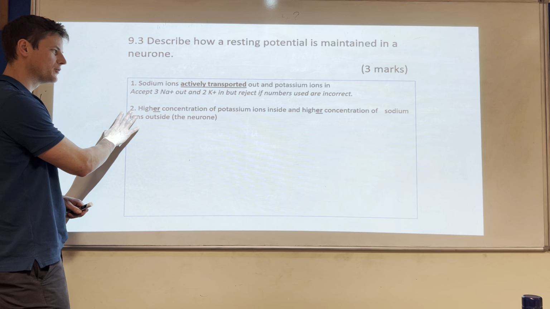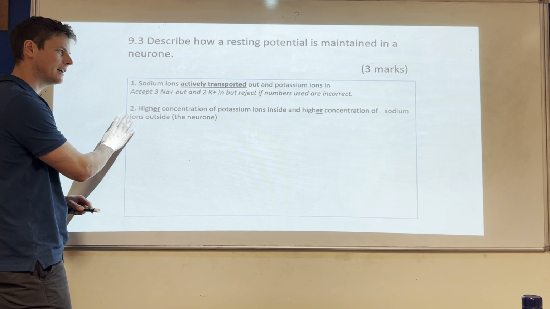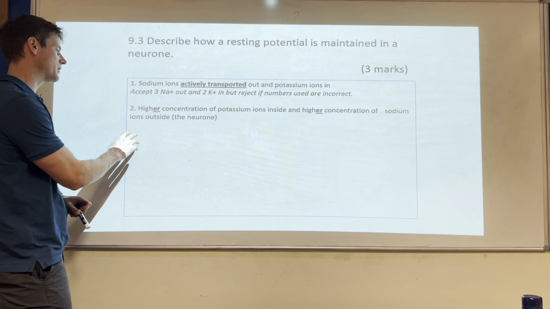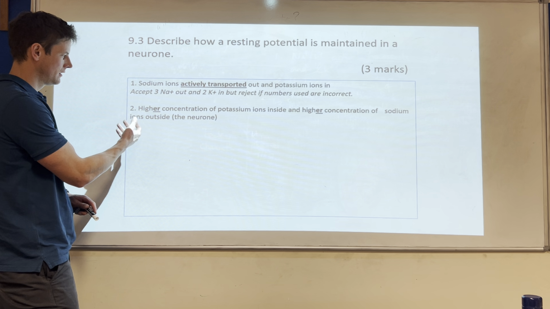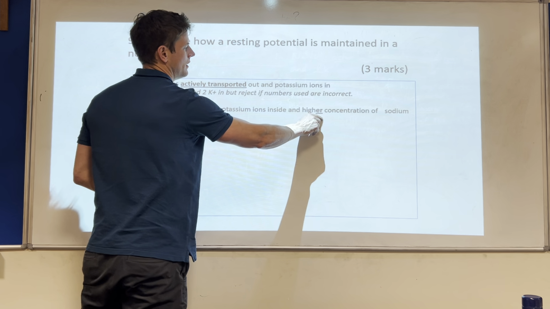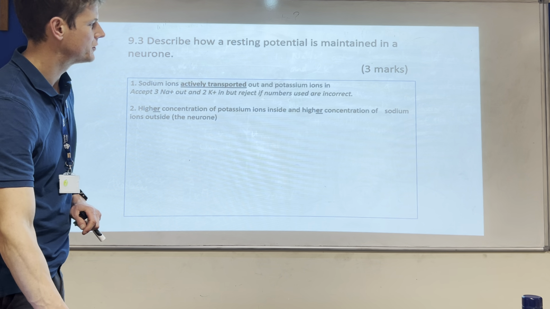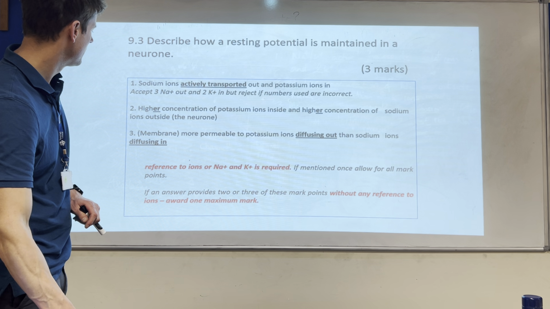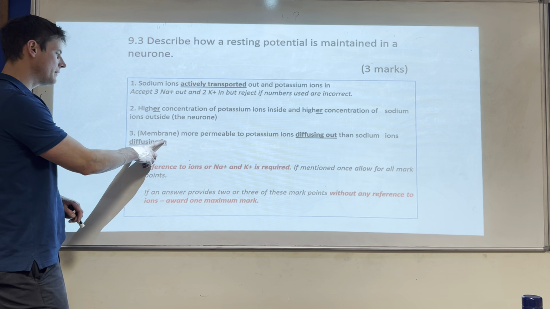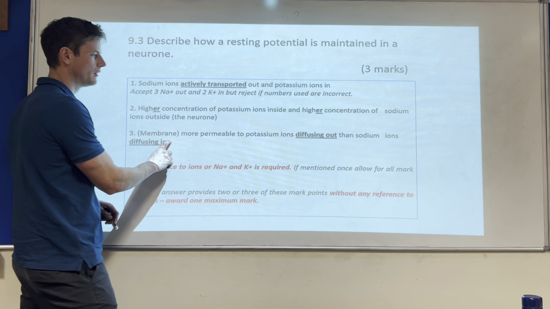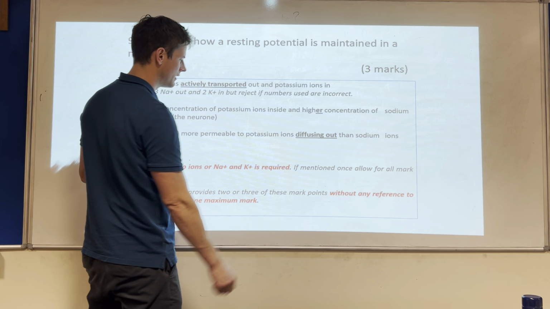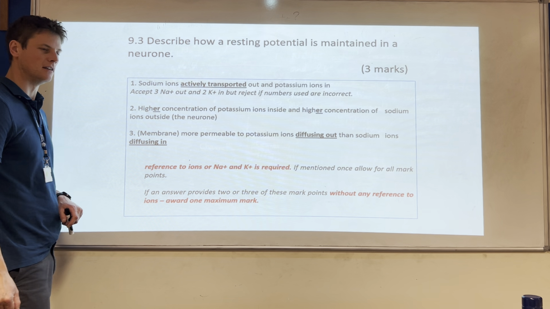That creates a higher concentration of potassium ions on the inside and a higher concentration of sodium ions on the outside. Again, we've got these comparative terms to show the concentration gradient. And then the membrane is more permeable to those potassium ions diffusing out and sodium ions diffusing in.